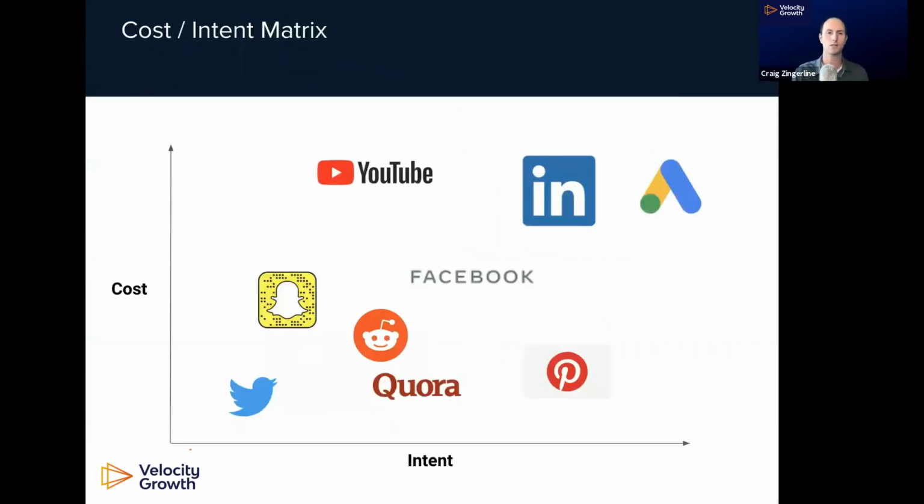I like to look at cost versus intent when looking at different channels. On the far bottom left here, you've got Twitter, which is very low intent, low cost. You'll get a lot of clicks for very cheap, but you're likely not going to convert a lot of that audience. And on the upper right here is Google search, both organic and paid search. On the paid search side, it may cost you a lot of money. On the organic side, it might cost you a lot of time to build articles and content that's going to resonate. But the intentionality is probably going to be there with your audience. They're going to find you because they went looking for a solution to a problem.